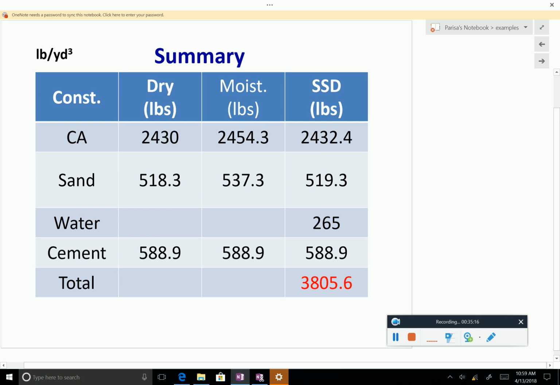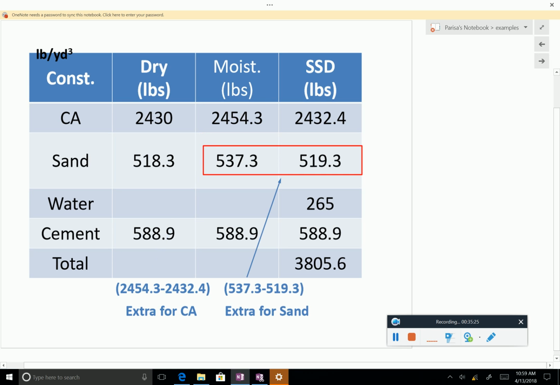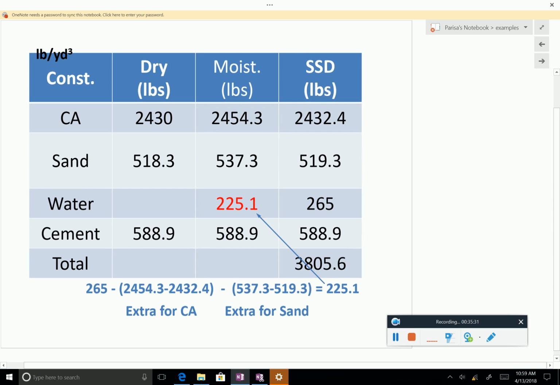And you calculate the total weight of the batch. And then you see now we have extra water. Extra for coarse aggregate and extra for sand. And this you need to subtract now from 265. At the end, the total has to be the same for all of these. It is possible that one is deficit, one is extra. You should not be confused.